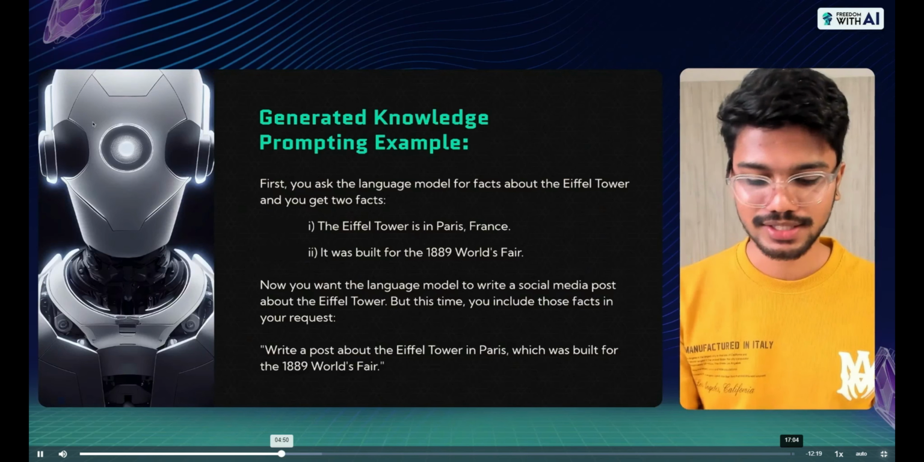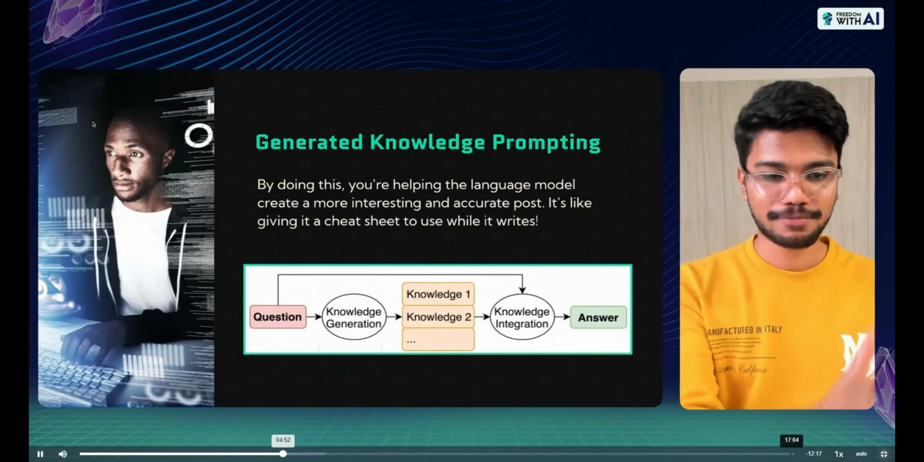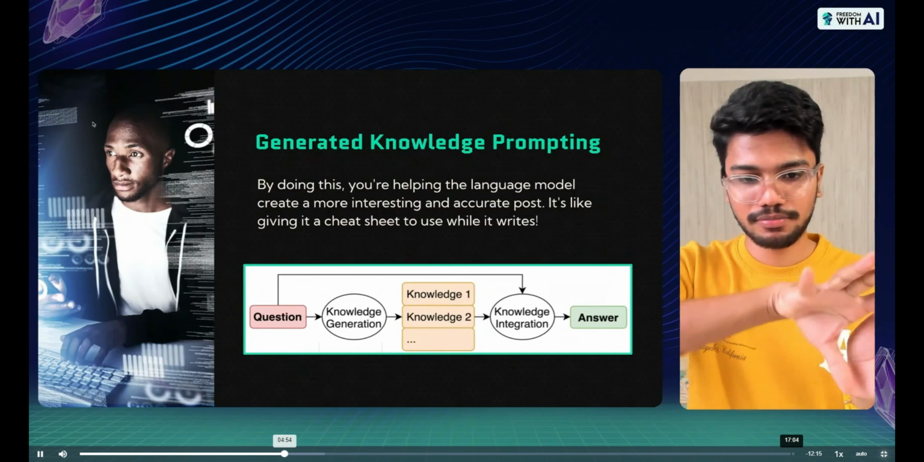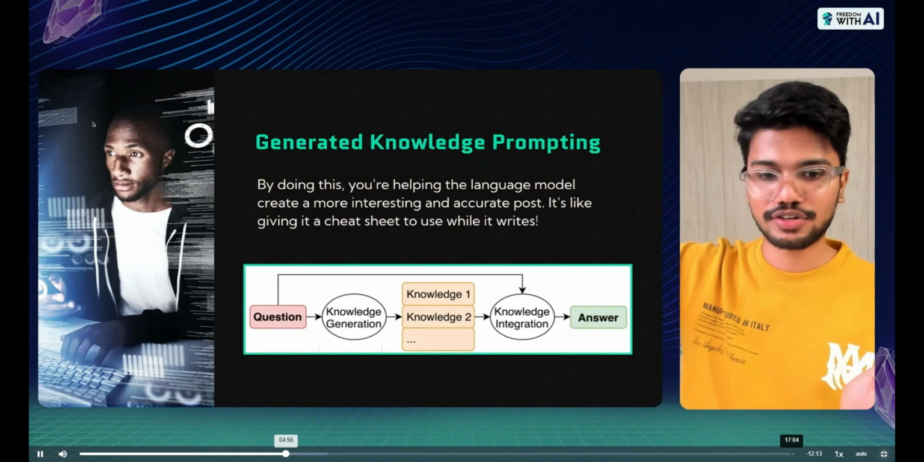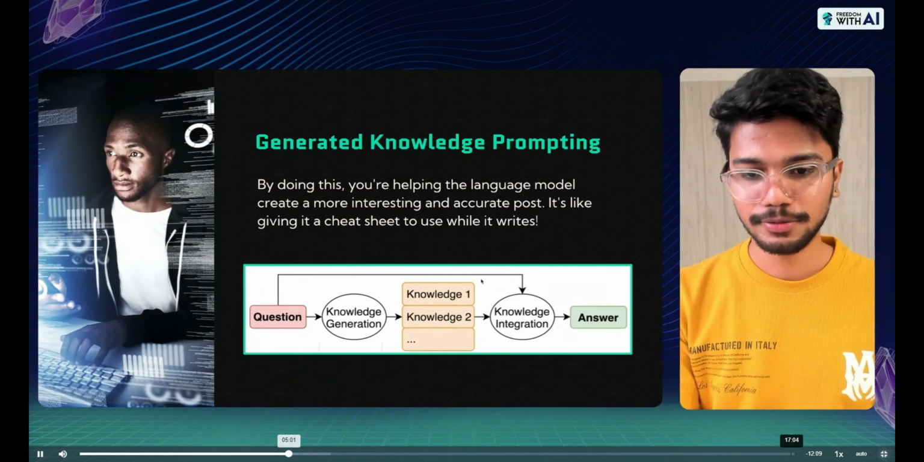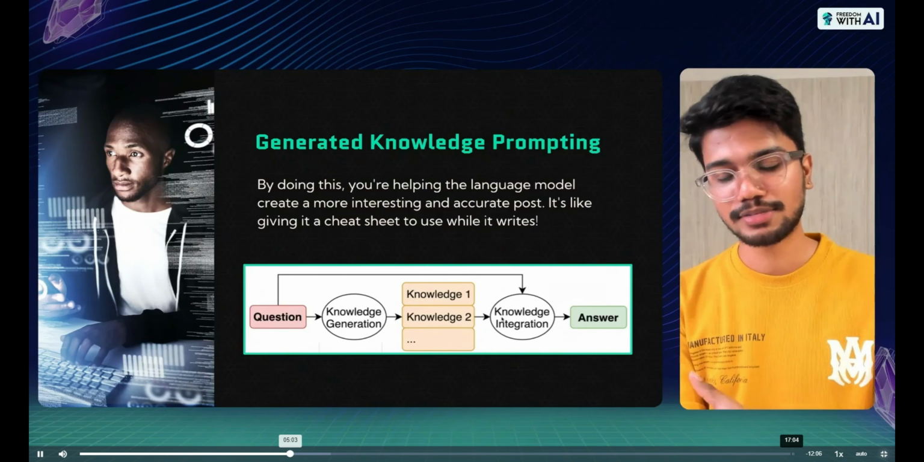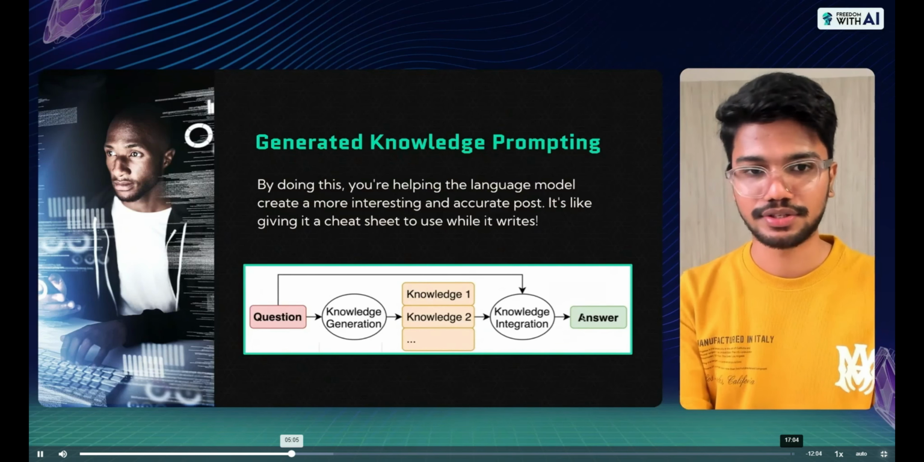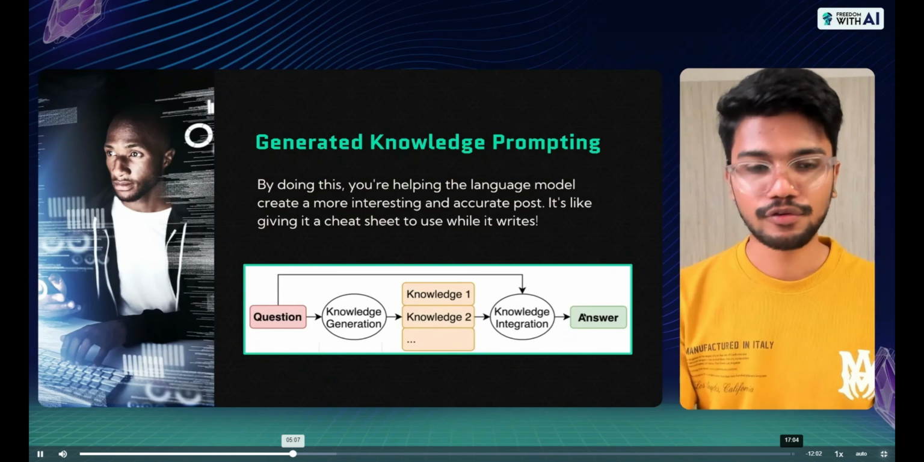That's it. So that's the whole thing. The first step is you're asking a question, and general knowledge is being generated. You ask 1, 2, 3 questions here. And then the last step is integrating the knowledge, and you will get an answer here. So that's how the whole flow goes.